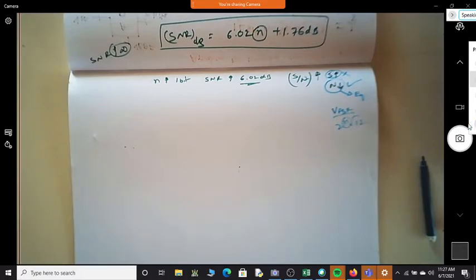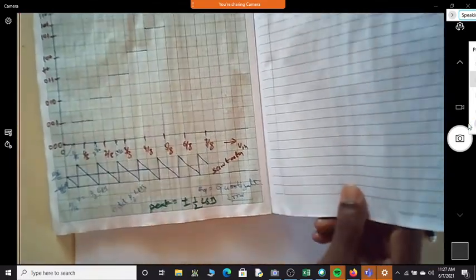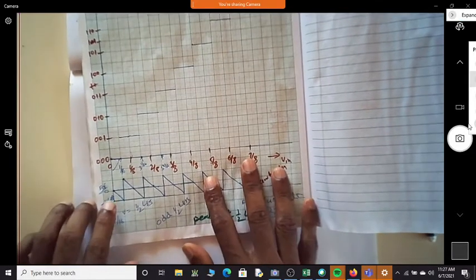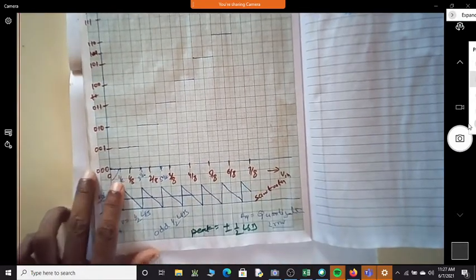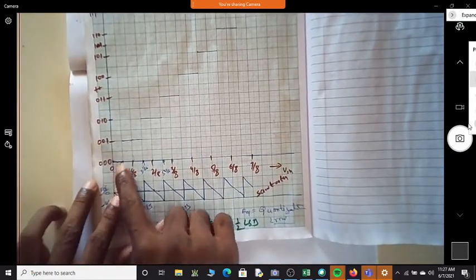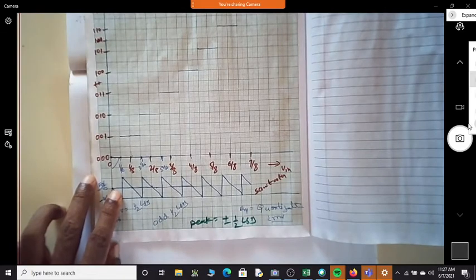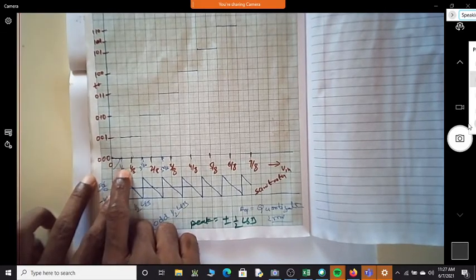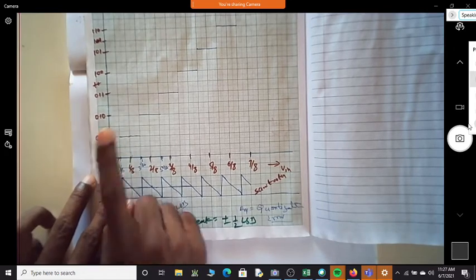Let us define some gain errors and offset errors. We know that ideally, when should your first transition happen? This is an ideal graph, correct? At first half LSB. After the first half LSB, your transition should happen, the first transition.